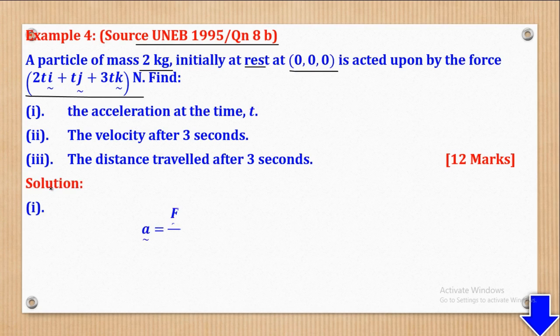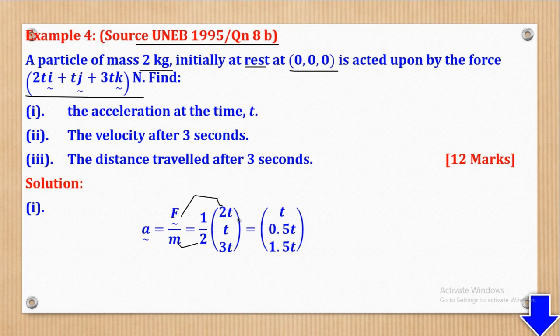So we shall start with Roman 1, where they want you to get the acceleration. Since you have force, you will say that acceleration is equal to force over mass, where mass is 2 kilograms and force is 2t, t, 3t. When I simplify, I come up with t, 0.5t, 1.5t. I can also express it in terms of ijk by saying ti plus a half tj plus 3 over 2 tk.